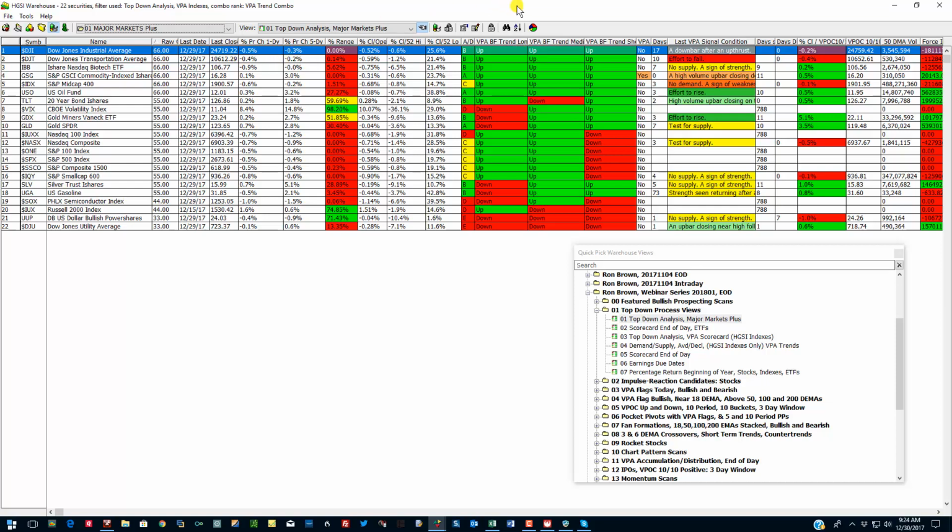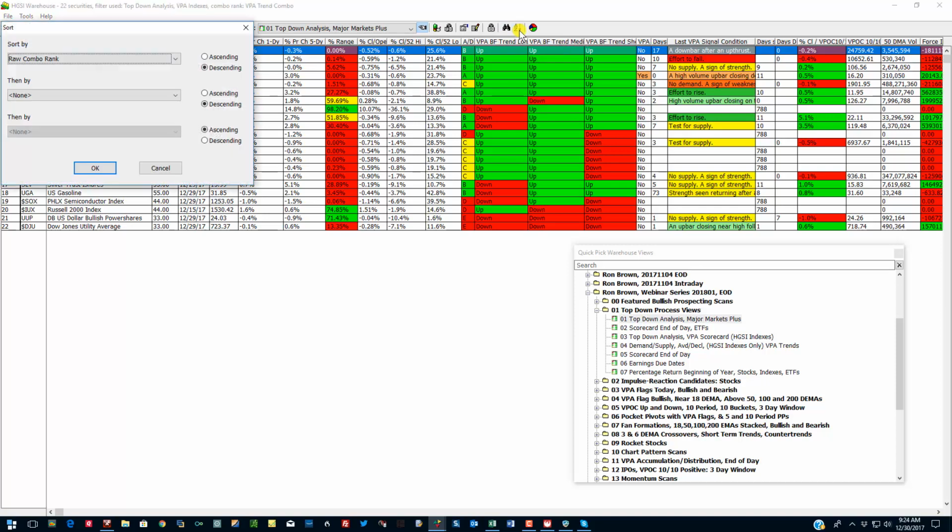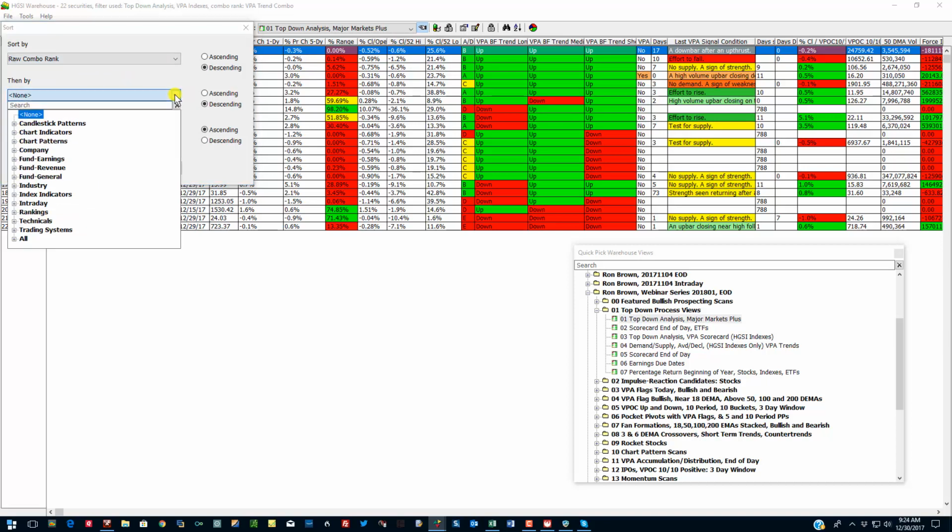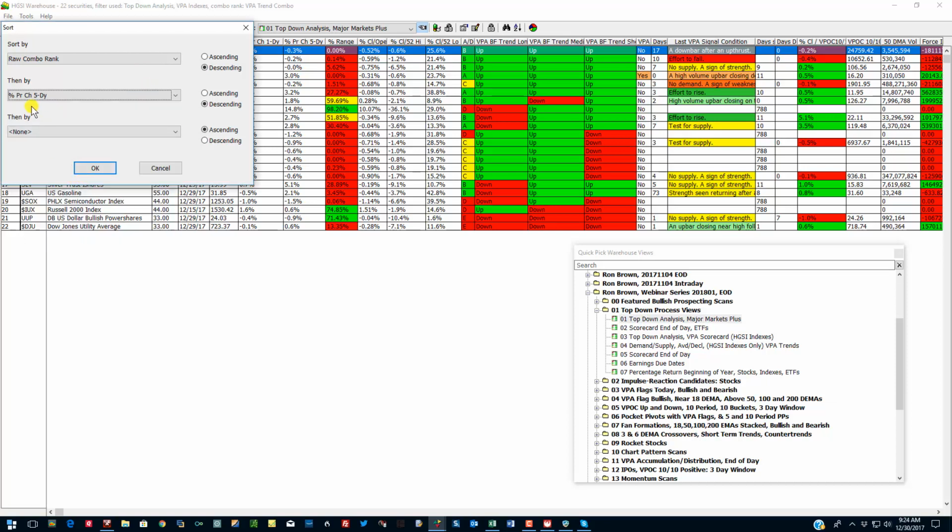So to get a feel for these indexes that all have the same trends or they're all up, what I do is I use a multiple sort. I'll click on the A to Z, and you can see that I'm using the raw combo rank as my primary source. But then I want to go down here, I click on search, and I type in percent PR for price, and I select percentage price change 5 day.